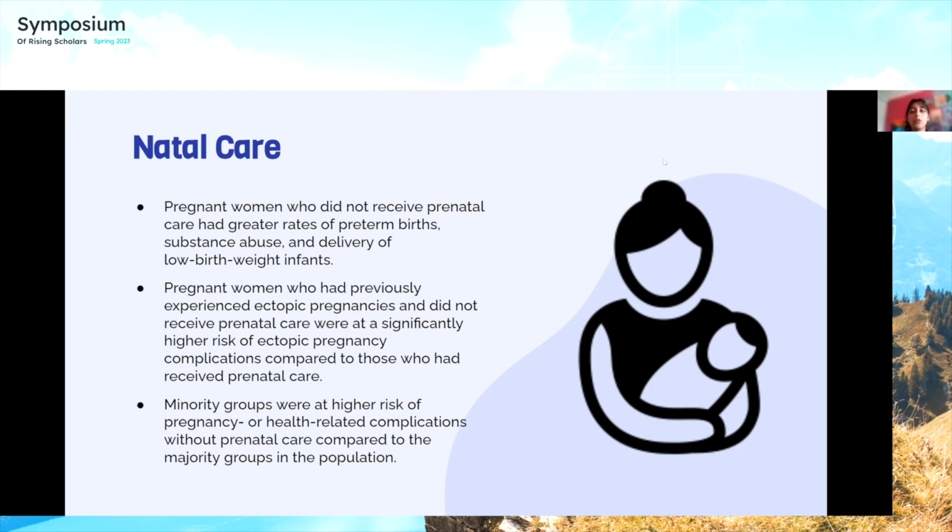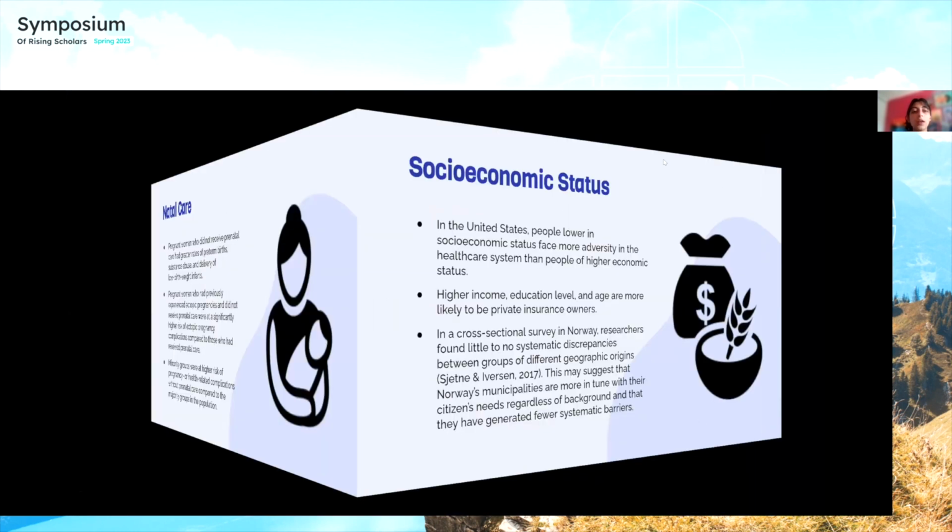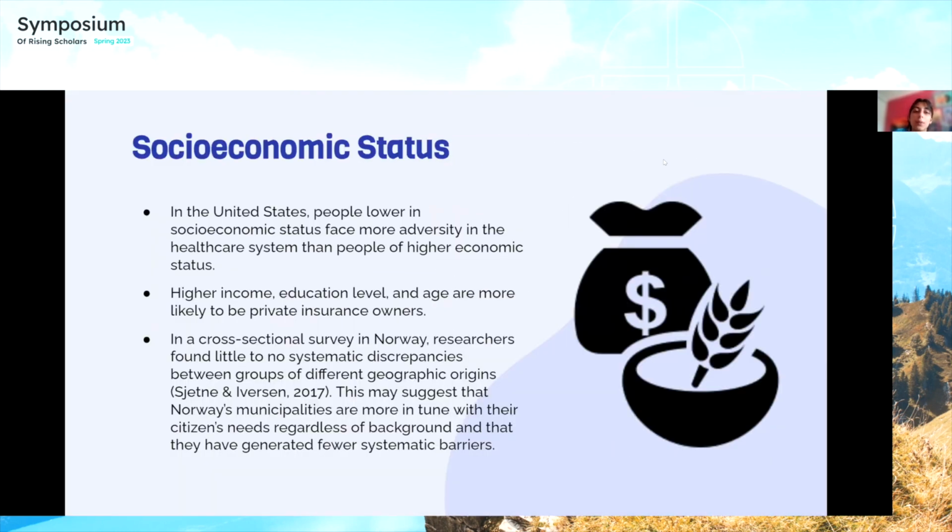And then also this influences things like ectopic pregnancies, and minority groups were at higher risk of pregnancy or health complications compared to the majority of the population in the United States. And socioeconomic status: in the United States, people with lower socioeconomic status face more adversity because they can't really afford private health insurance, which across all five countries gave those who had it more access to benefits that weren't provided by public health insurance.